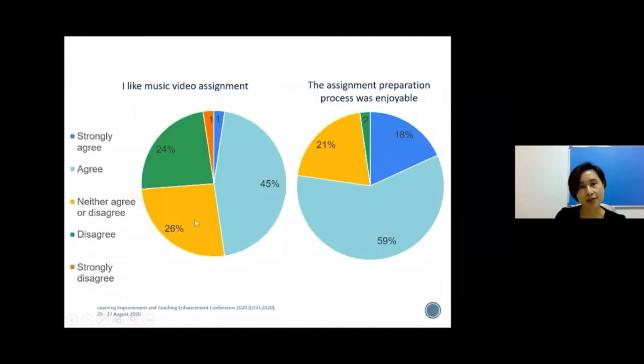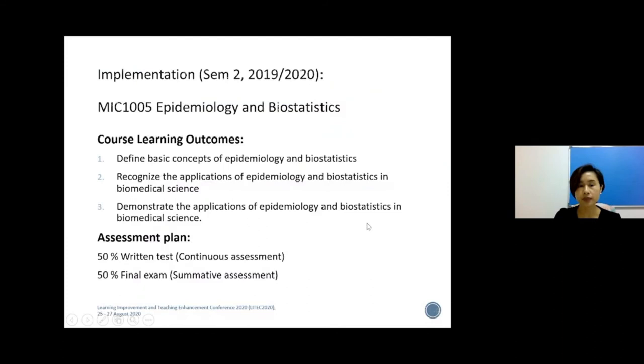And surprisingly, not everyone actually has musical intelligence, but when we let them do the music video assignment, the majority of them actually liked it, and they felt it was enjoyable. So we know that by putting them with different multiple intelligence backgrounds into the same group to work on a project, it works.